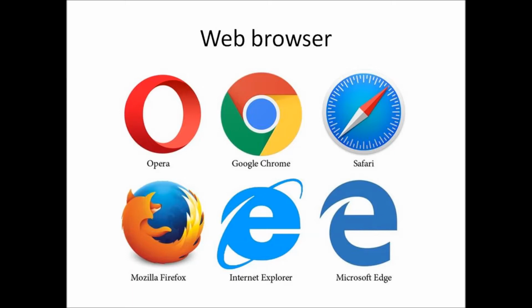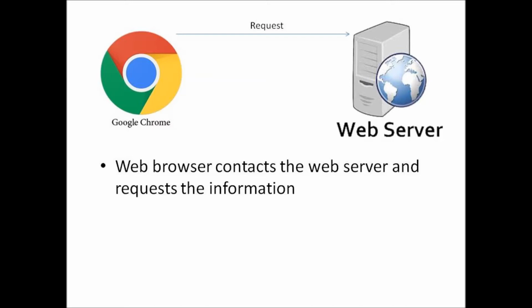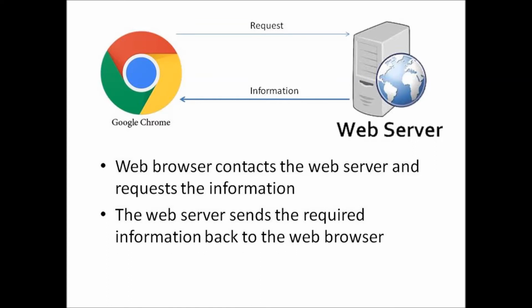For information retrieval, we need a web browser. Suppose we are using Google Chrome as a web browser. The other thing that we need is a web server. We connect with the help of our browser to the web server via URL, that is Uniform Resource Locator. The web browser connects to the web server and requests the information. The web server sends the required information back to the web browser. To display the web page, the browser downloads a copy of the home page of that site on our computer.